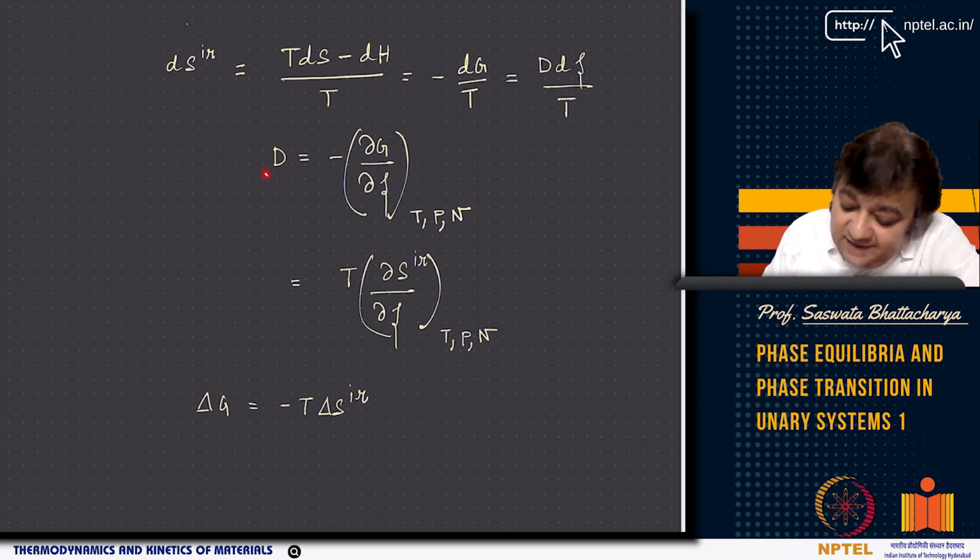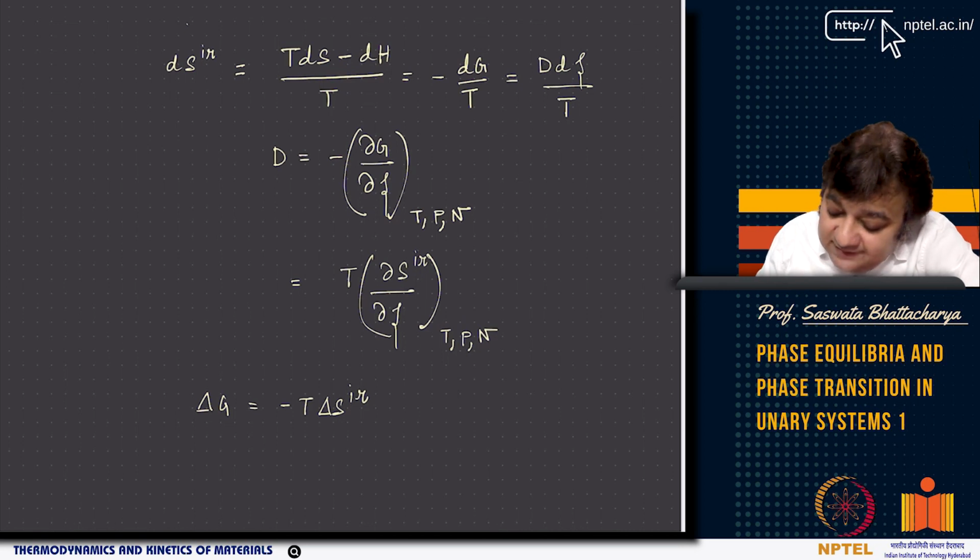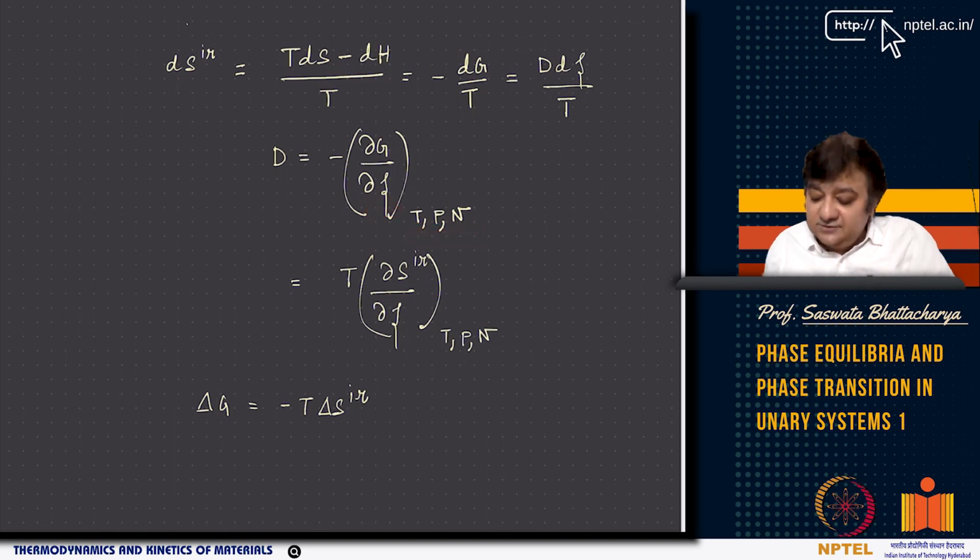So driving force is negative derivative or partial derivative of Gibbs free energy with respect to the internal process variable at fixed temperature, pressure and moles, right? And the delta G, that is the change in free energy for this entire spontaneous process, is nothing but a negative of T into delta S, right?